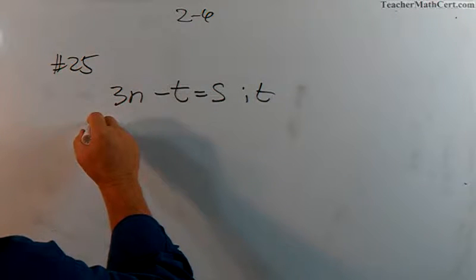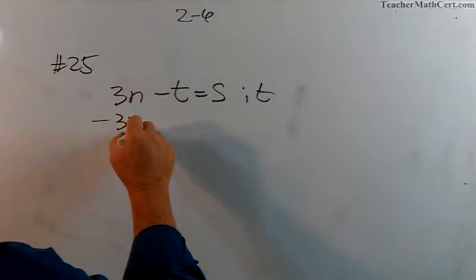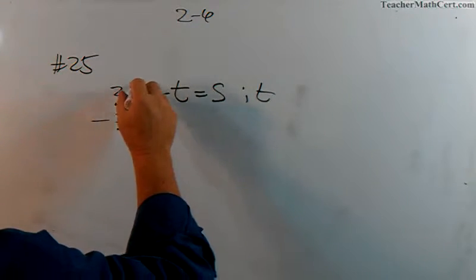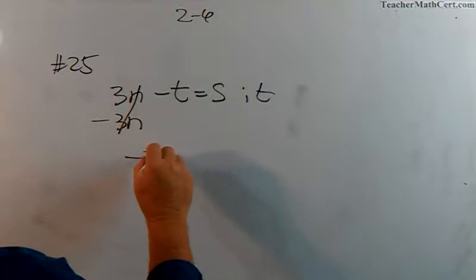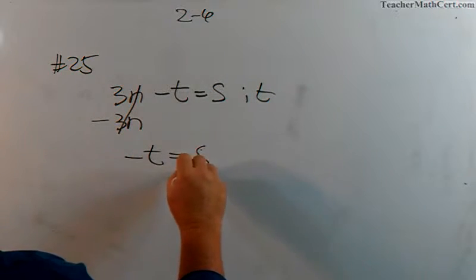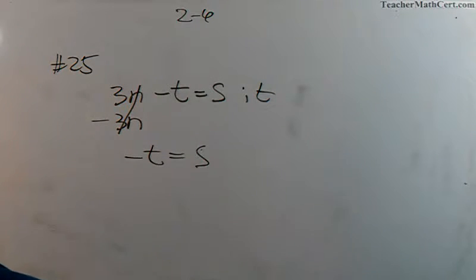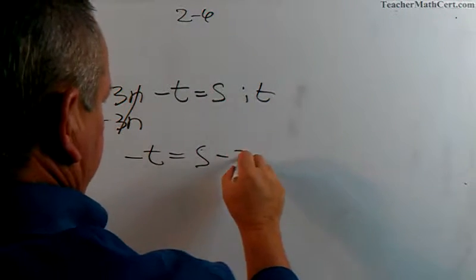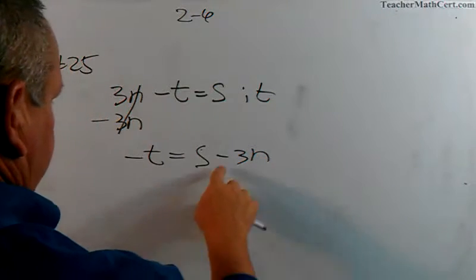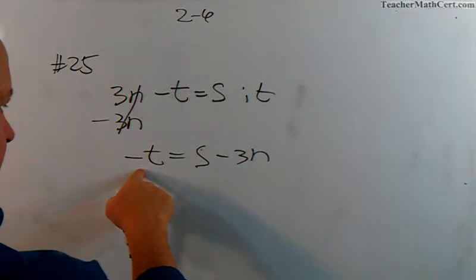So when I add, we're going to subtract 3n, right? We want to get t by itself. That's going to leave us with negative t is equal to s. And what do we do to this side? We subtracted 3n, right? So 3n. And we're solving for t. But this is not t, this is negative t.